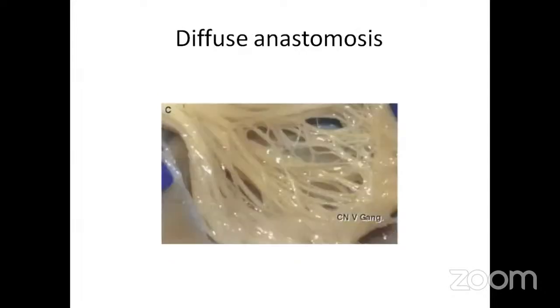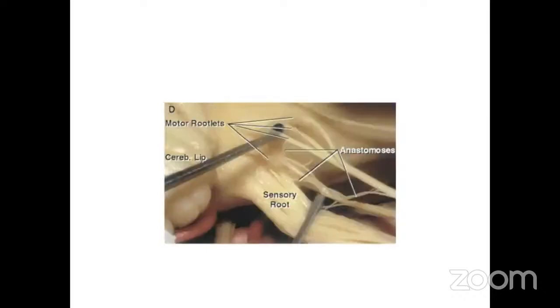This is an enlarged view of diffuse anastomosis between the ganglion and the sensory roots. Here in this diagram, we can see anastomosis between the sensory root, this is the sensory root, and the motor rootlets, the anastomosis between the motor and sensory root. This is the cerebellar lip.